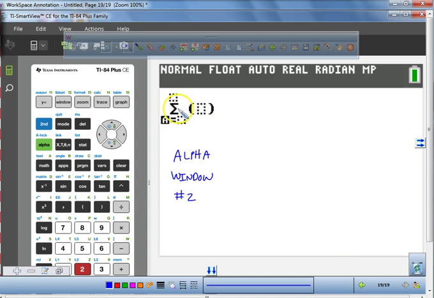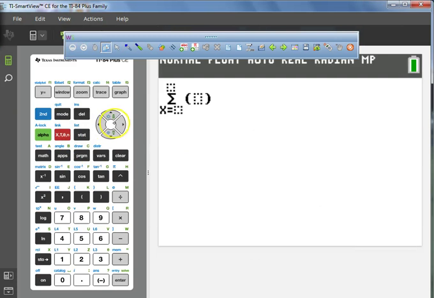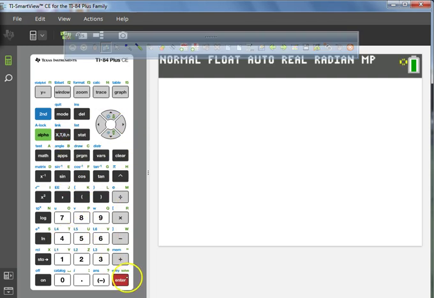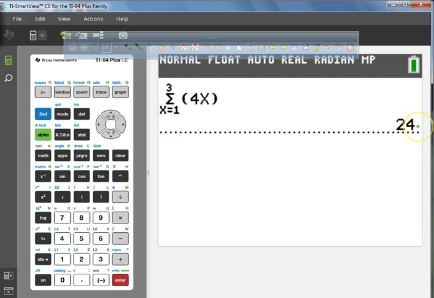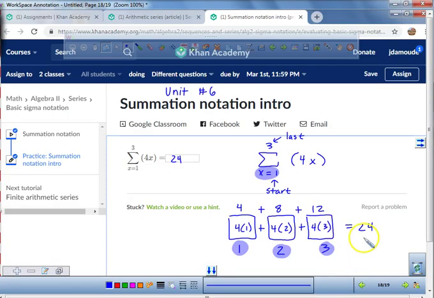This is the Greek symbol called sigma, S-I-G-M-A. So right here we're going to put x, right here we're going to put 1, right here we're going to type in a 3, and right here we're going to type in a 4x, and you're going to press enter, and it gets us 24. Now we could have done that at the very beginning, but you don't understand why the number is 24. Hopefully now you understand why the number is 24. This is what the calculator did for us. So we're going to go ahead and type in 24.